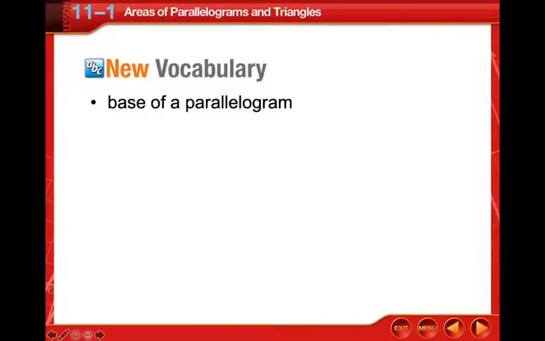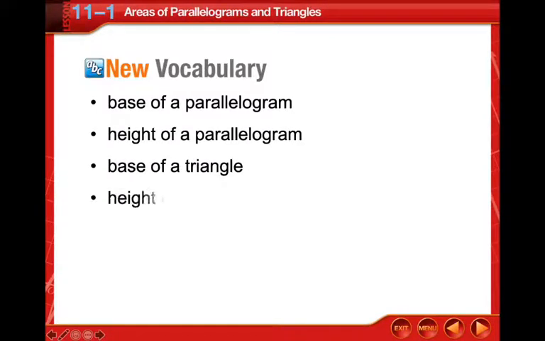All right, so in week one of distance learning here, we are going to start off with a little bit of a review of what we did before the break, looking at areas of parallelograms and triangles. So we had a few vocab words we saw in this one: base of a parallelogram, height of a parallelogram, base of a triangle, height of a triangle.